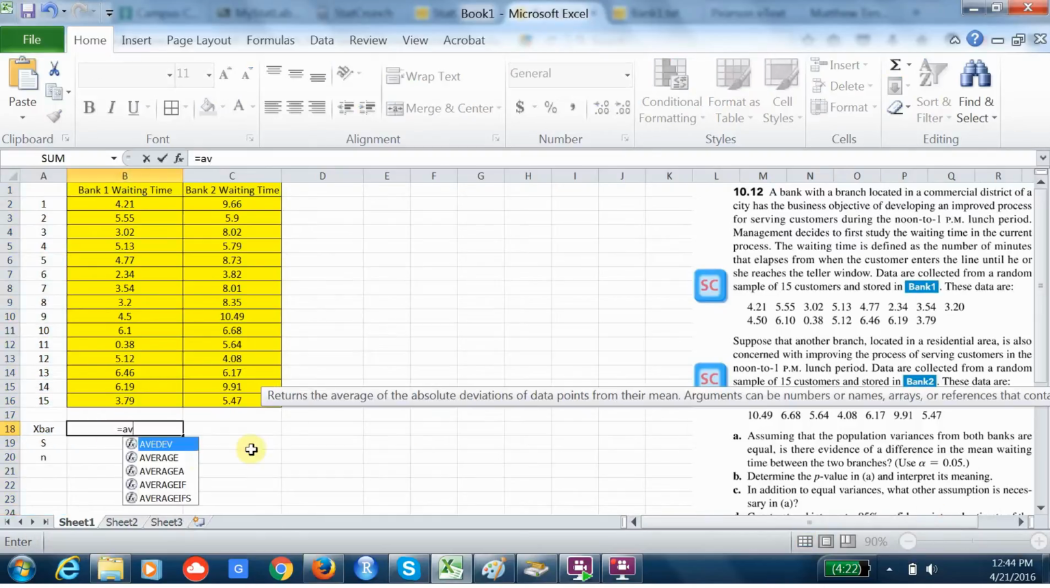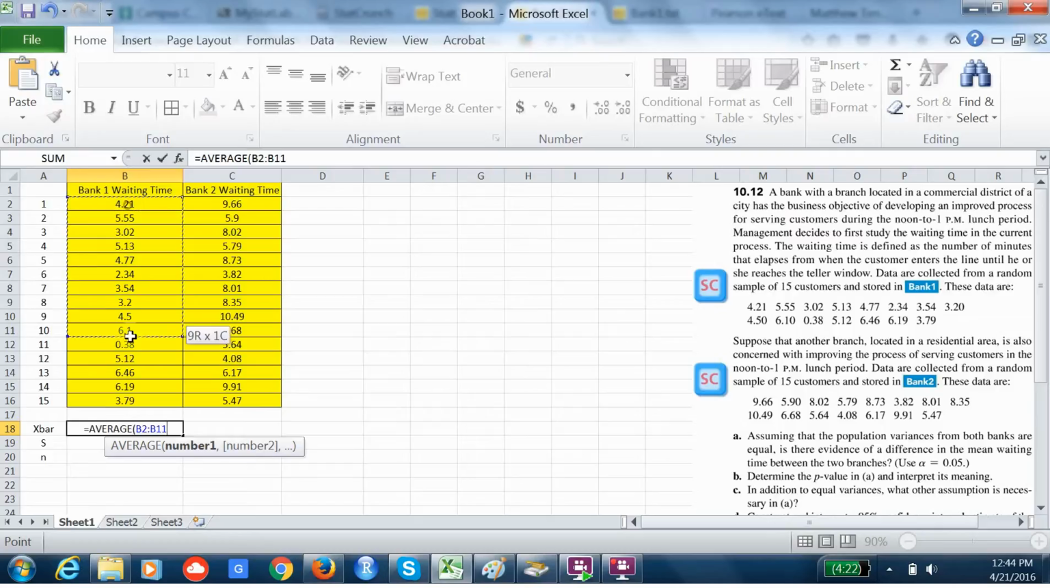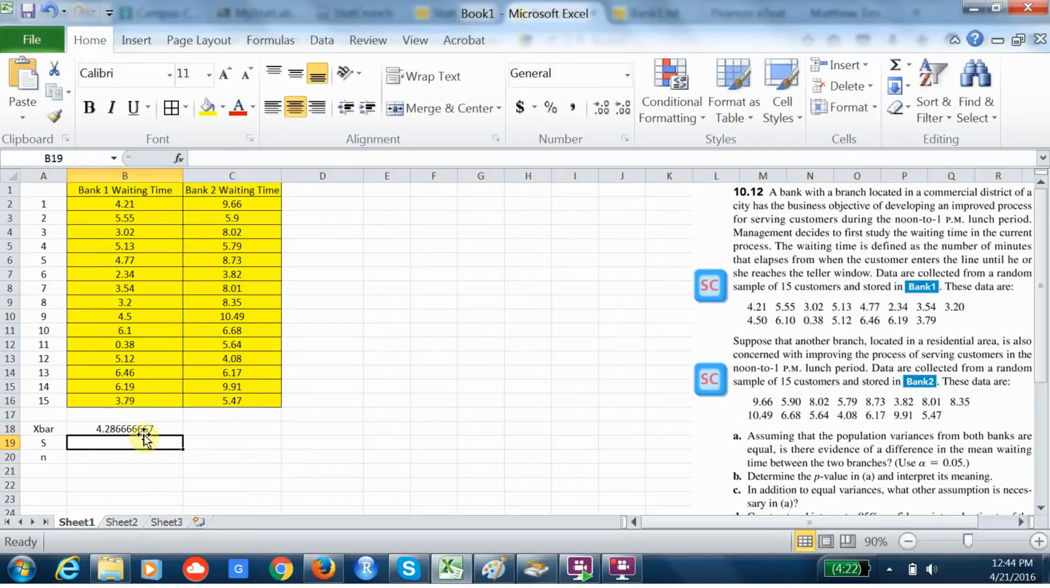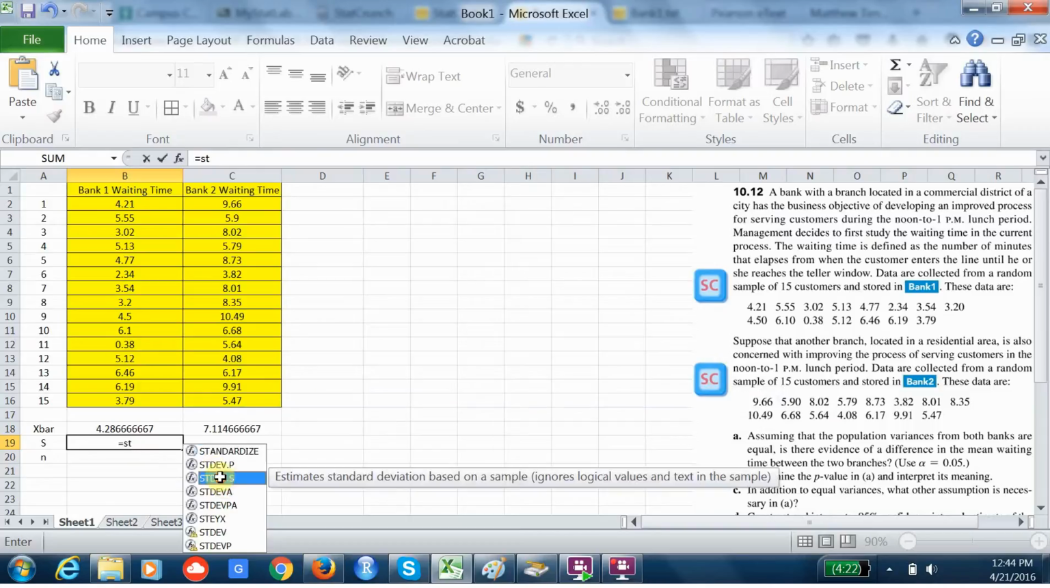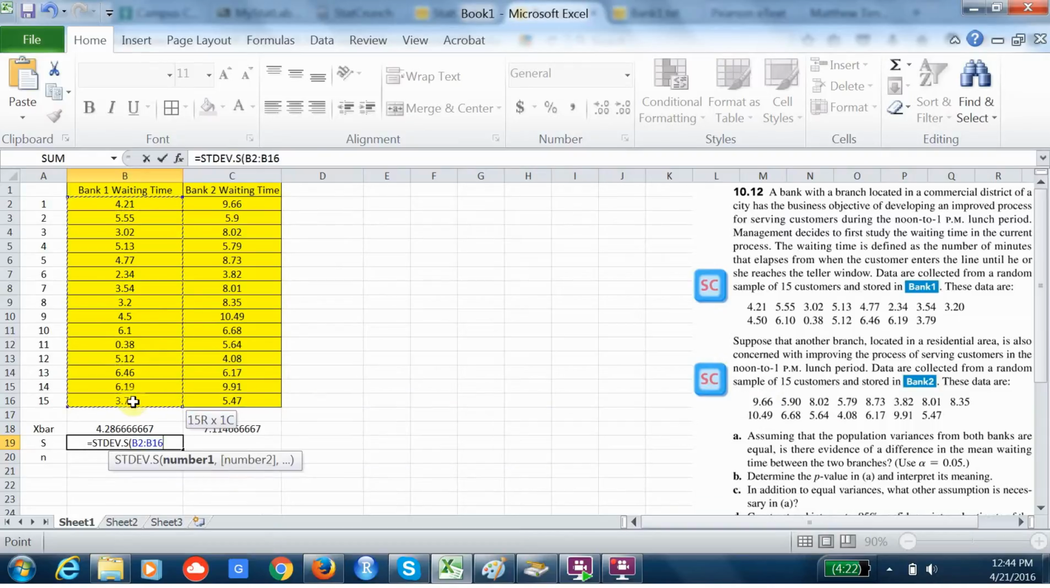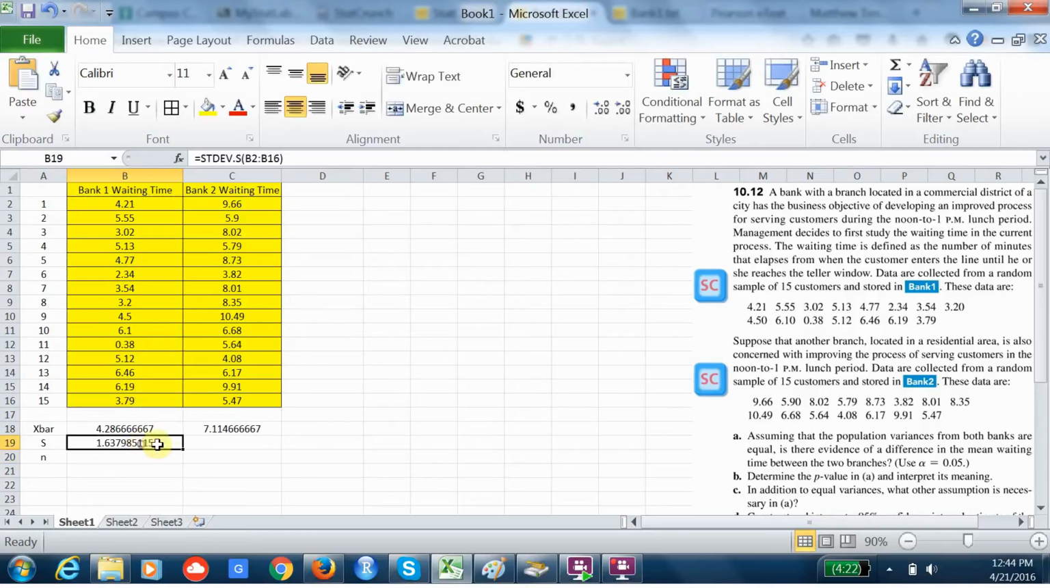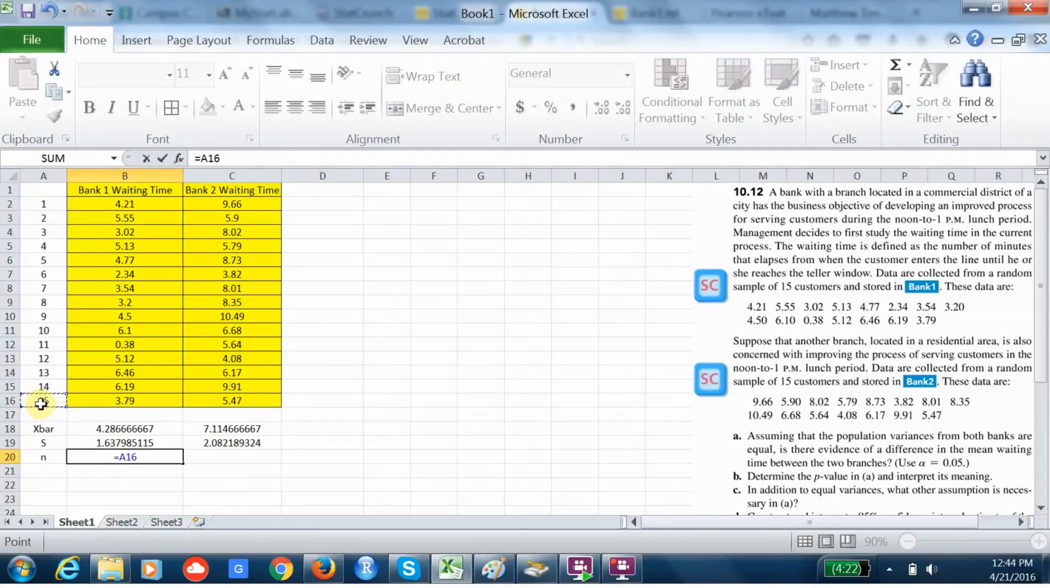I'm just going to say equals average, and I'm going to get X bar for the first. The nice thing about Excel is if I just drag this over, it'll automatically do it for the other column. And I'm going to say sample standard deviation. I'm going to highlight all that and then drag this over. And for n, even though I could type it in, I'll just do this, and when you drag it, Excel will copy that also.